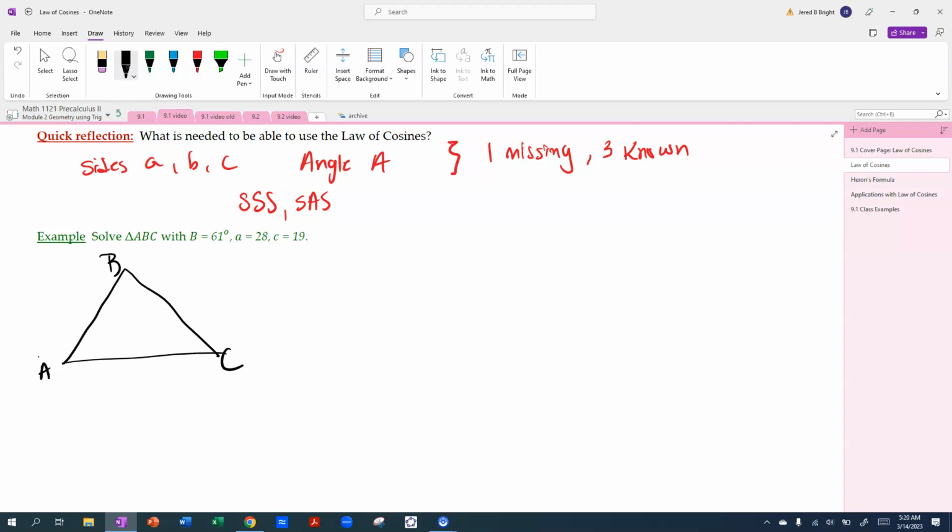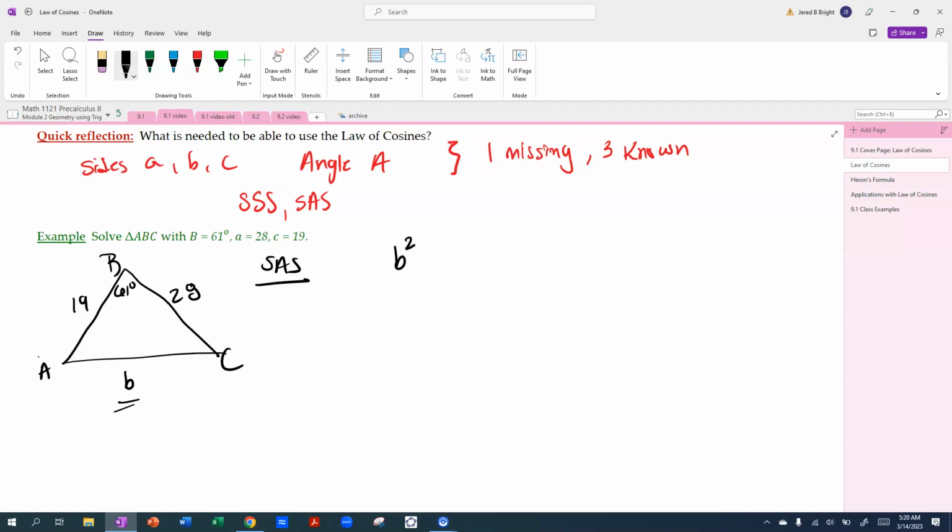And so then I'm going to say B has a measure of 61, side length A is 28, and side C is side length 19. So this is the side angle side criterion that I was mentioning. We have two sides and the included angle. Okay, so the first thing that I'm going to want to try and find is side length B.